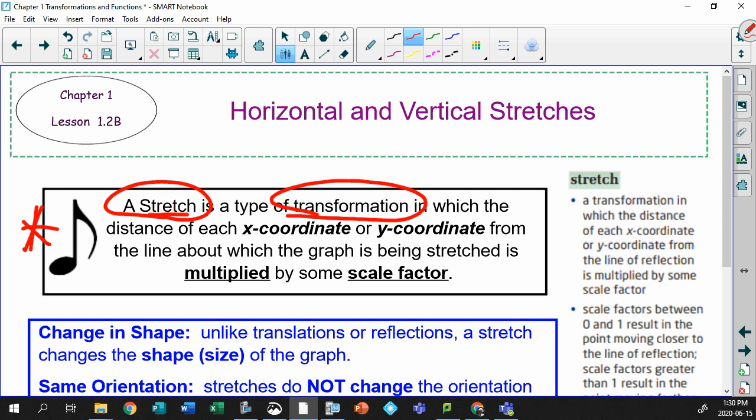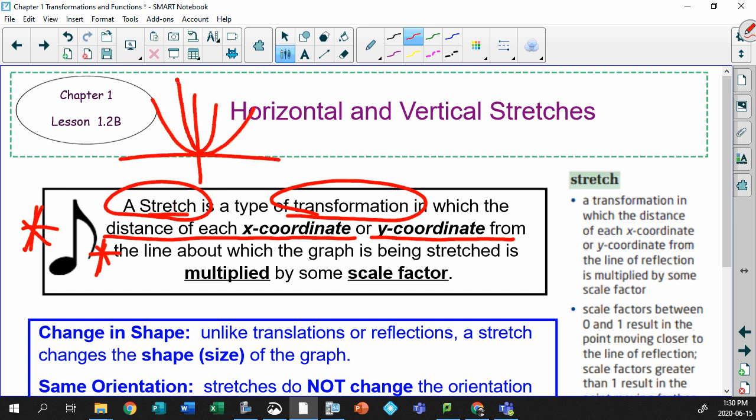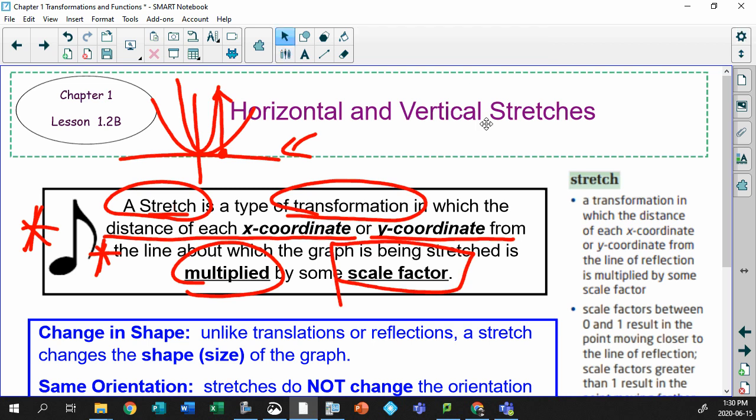It's a type of transformation where the distance of each x coordinate or y coordinate from the line that it's being reflected from, or I should say being transformed from, so if you think about it, that's that thing where you transformed away from the x in that vertical direction. So you're away from the x, and you're going to be multiplied by some sort of scale factor. This is going to open up a really cool can of worms.